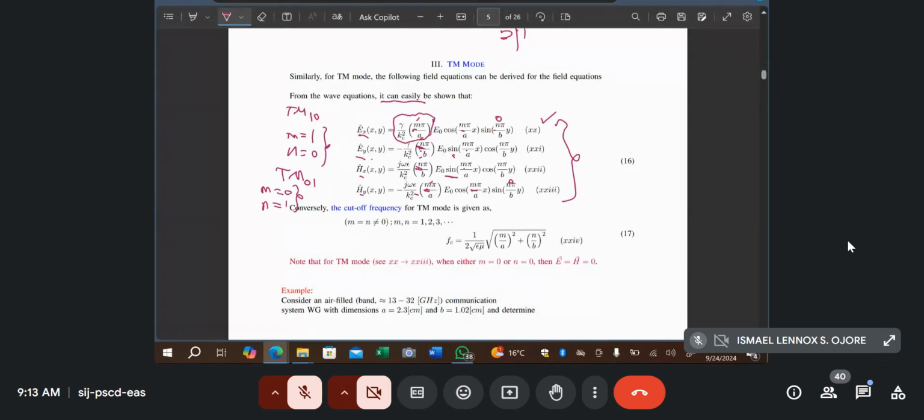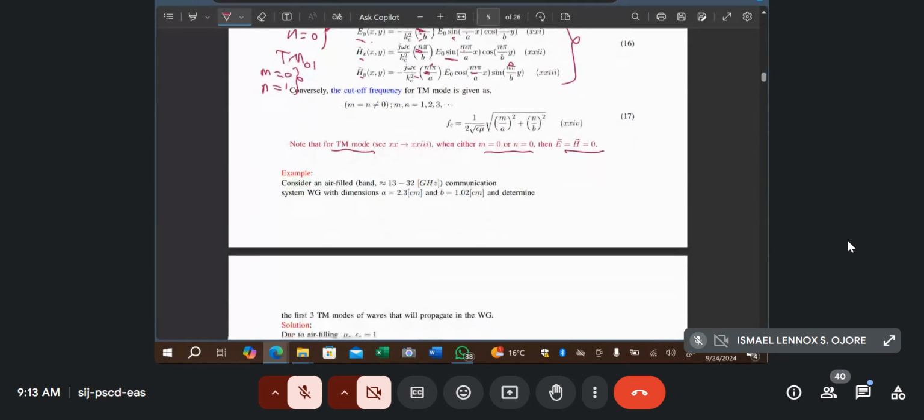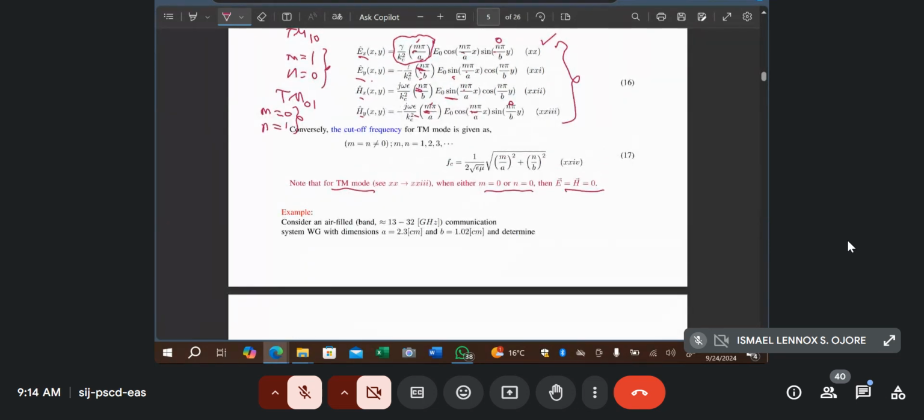So what we are seeing is that for TM mode, when either m or n is equal to 0, then E and H will be equal to 0. So those modes are not possible in the TM mode. Now let's try to determine another. Now that we have seen those modes are not possible, the same equation for cutoff frequency applies, of course, but exciting those modes is not possible.